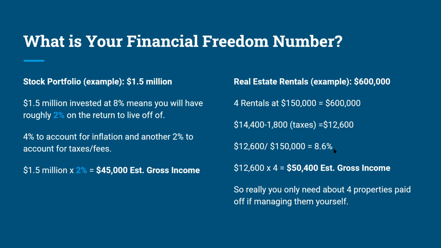This is assuming you invested with cash, right? You did them outright. Okay, you bought these 4 properties with cash. This would be an 8.6% return. Okay, this amount, the per property per year times 4 properties, is an estimated gross income of over $50,000. So really, you only need 4 properties paid off, if managing them yourself, to make the equivalent of the $1.5 million invested at 8%, right, to live off of 2%.